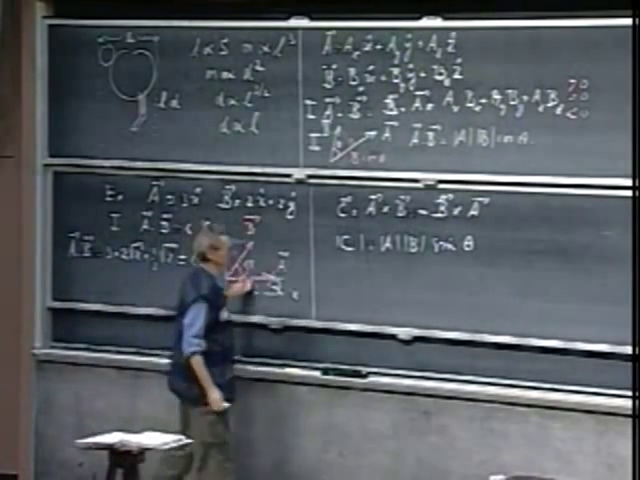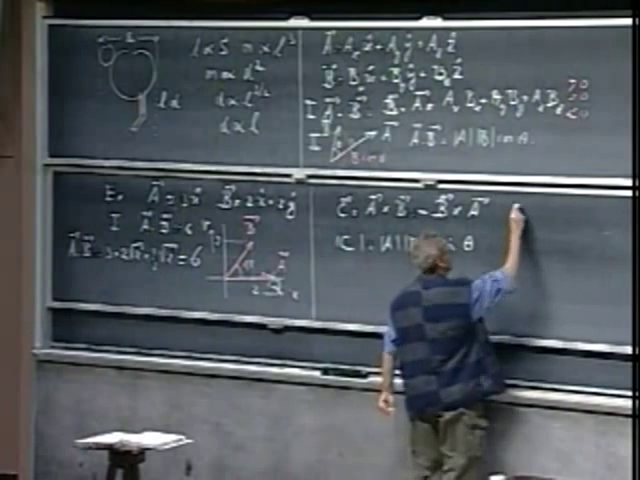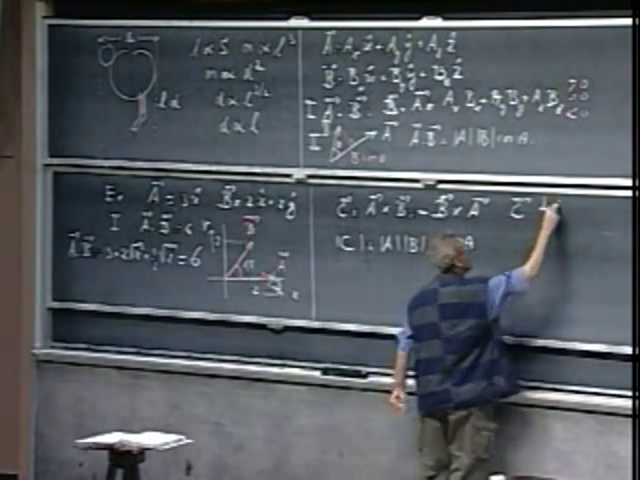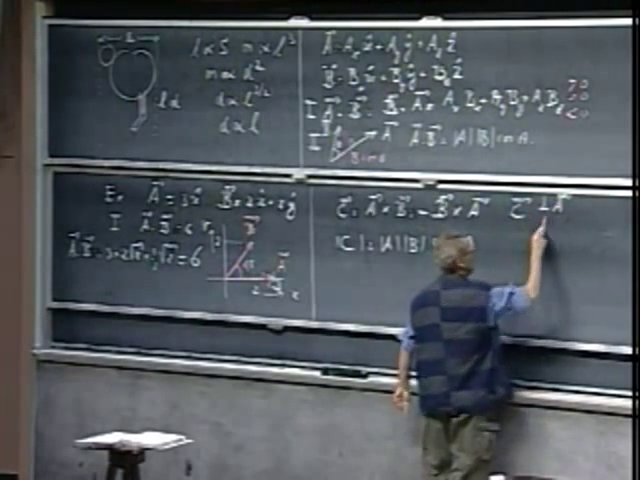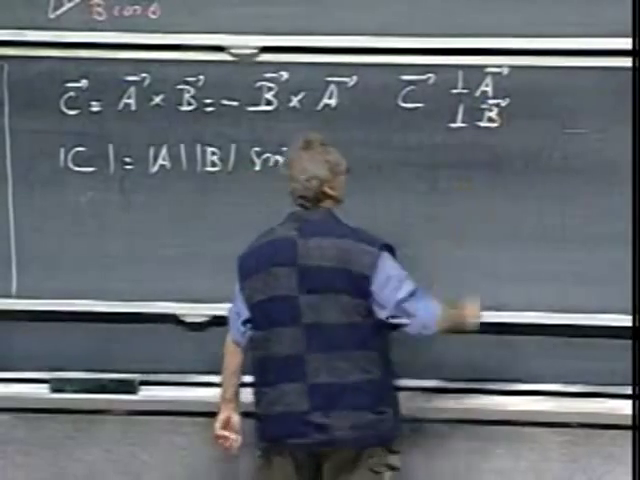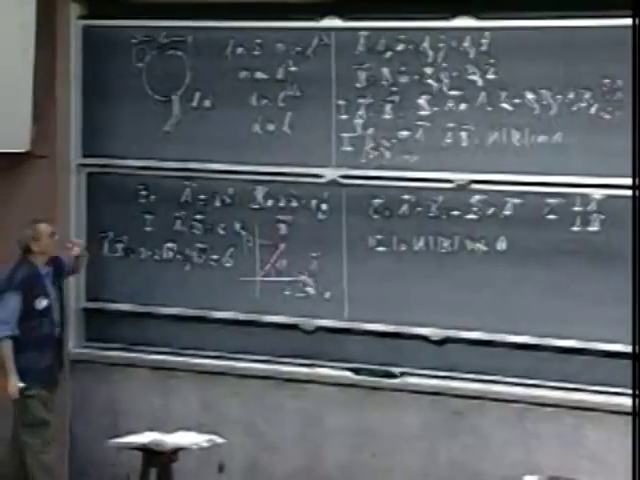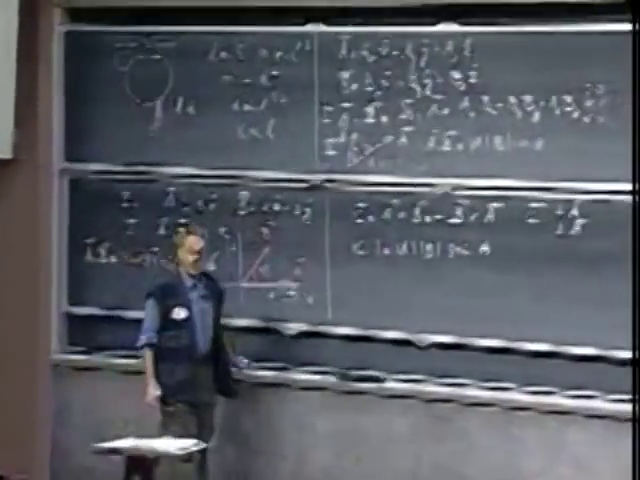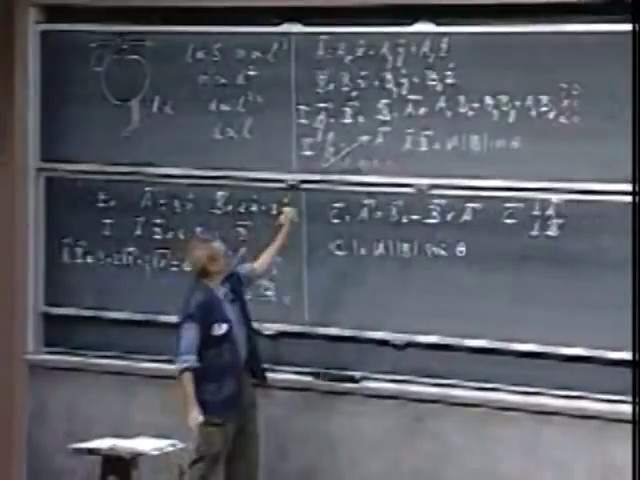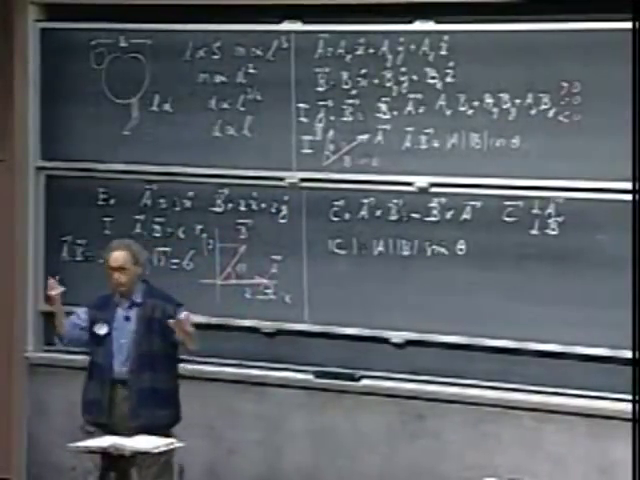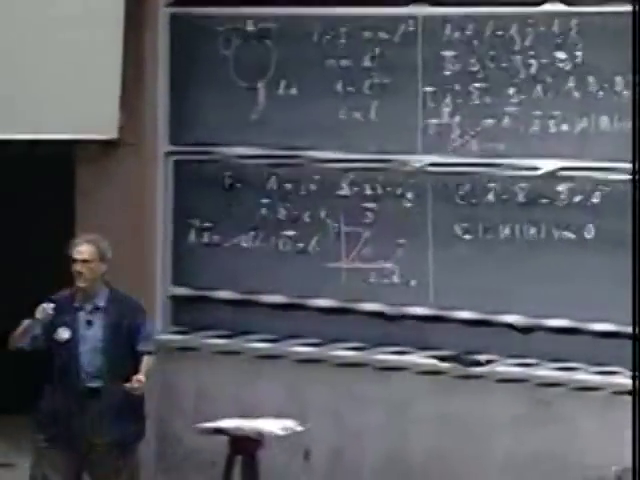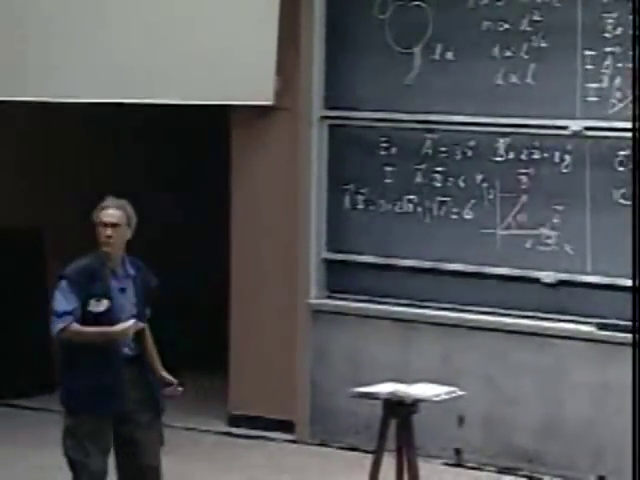The vector C, the cross product, is always perpendicular to both A and perpendicular to B. In other words, it's perpendicular to the plane of the two vectors. Now, if it's perpendicular to the plane, then in that case, it's perpendicular to the blackboard. You have two choices. It's either coming at you perpendicular, or it's coming straight into the blackboard.